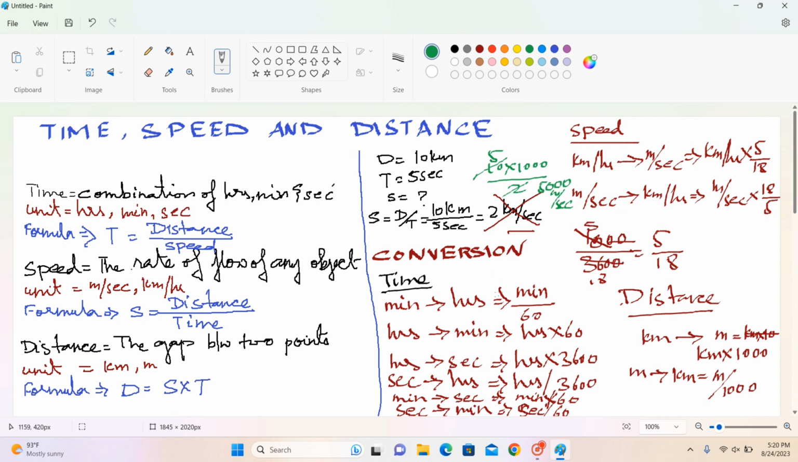So this is the basics of time, speed and distance. You have to know the formulas as well as the conversions. Wherever conversions are required, you have to use them and solve the questions based on that. In our next upcoming videos, we will be checking questions based on time, speed and distance.